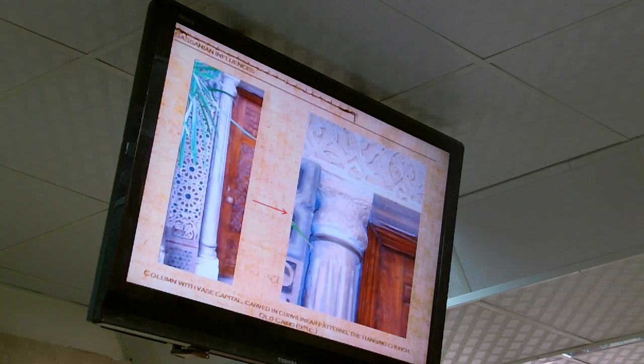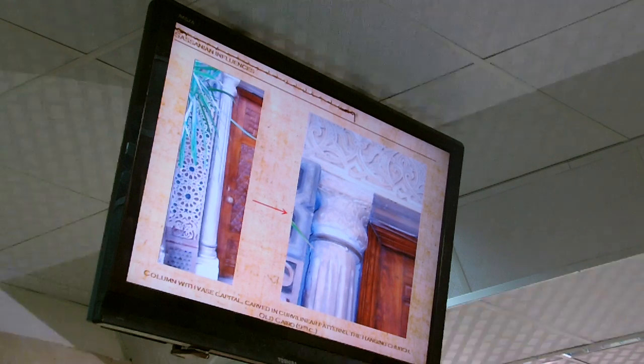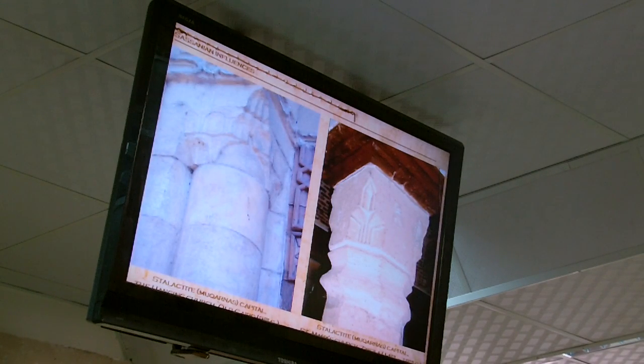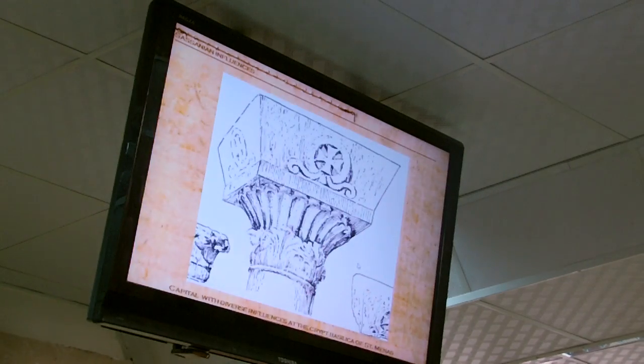This one here is at the Hanging Church. It has a base capital and fluted shaft. This is a stalactite capital at the Hanging Church, and another form of stalactite capital at St. Mary's Church in Zuweila. Now this is one Egyptian capital which incorporates elements from different cultures.